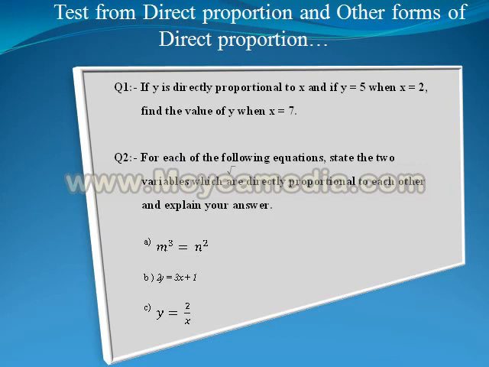And question number 2, of course, is about the other forms of direct proportion. There are 3 parts, so you're going to state which 2 variables are directly proportional. You can solve this question the same way as the question you did in the exercise. It's almost the same.